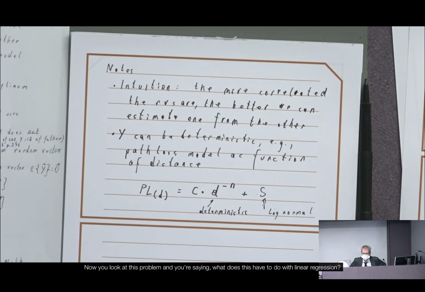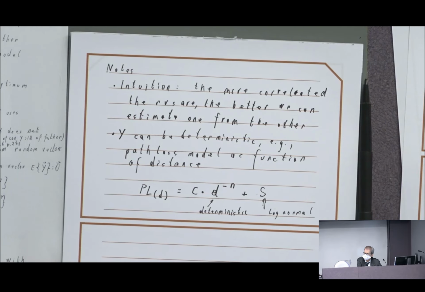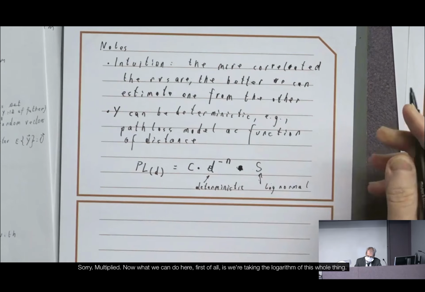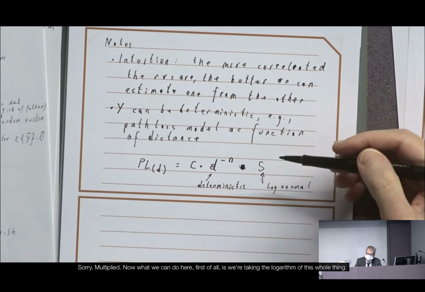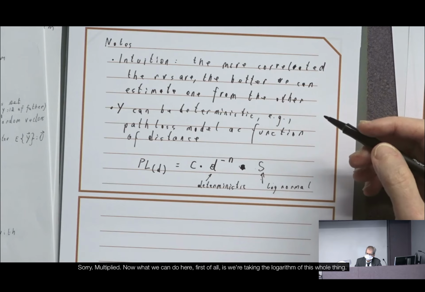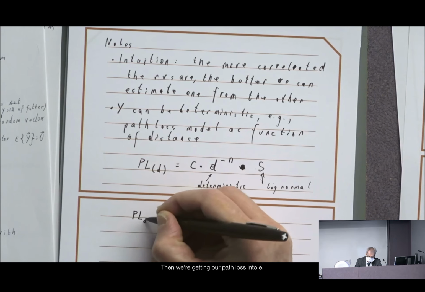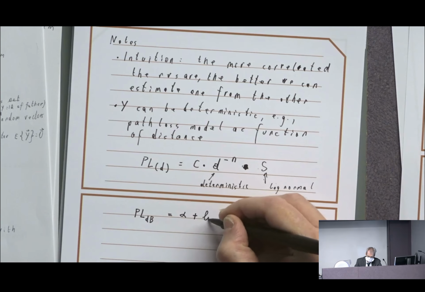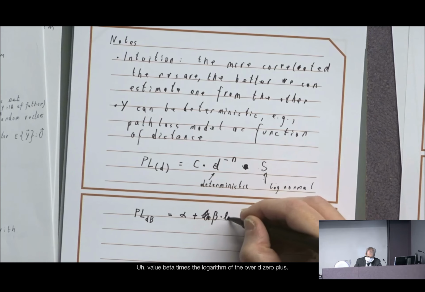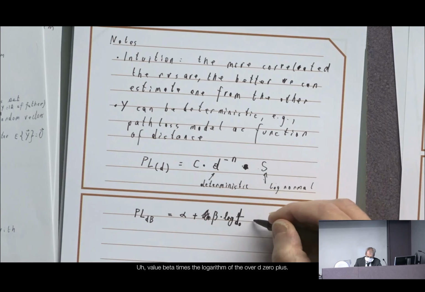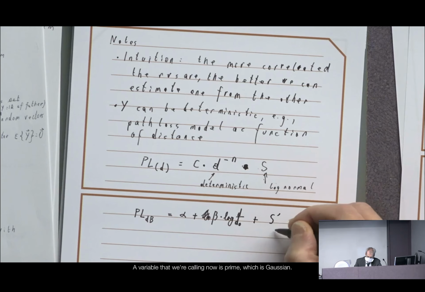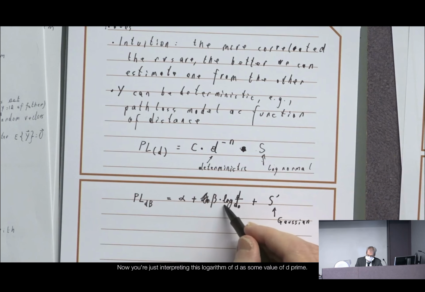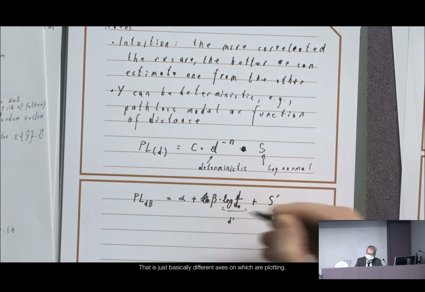Now you look at this problem and you're saying, what does this have to do with linear regression? Everything here looks completely different. Well, what we can do first of all is take the logarithm of this whole thing. Then our path loss in dB becomes a value alpha plus a value beta times the logarithm of d over d0 plus a variable that we're now calling s prime, which is Gaussian. Now you're just reinterpreting this logarithm of d as some value d prime, which is basically a different axis on which you're plotting.